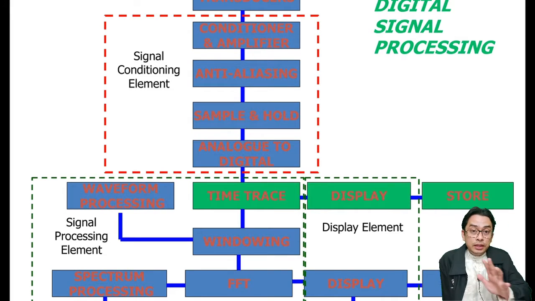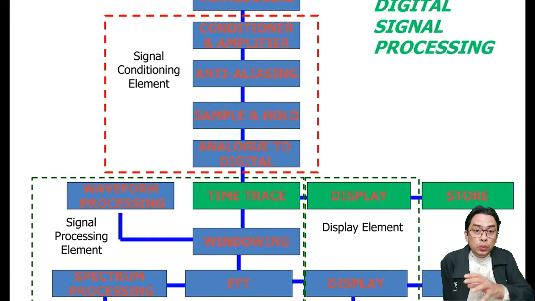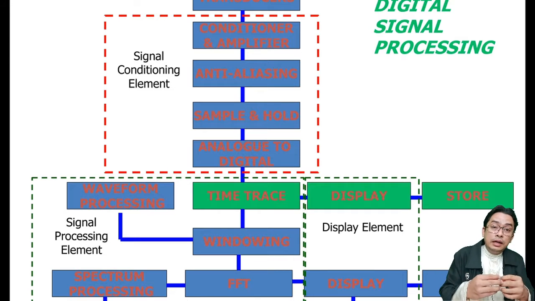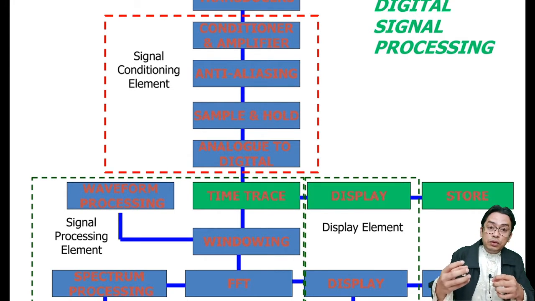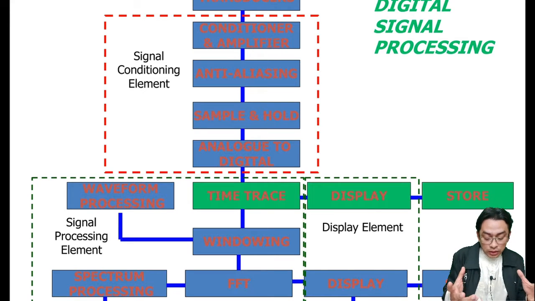So we finished the first part, which is the signal conditioning elements, where we tried to understand how the signal is converted into a digital signal. Now in this second part, the signal itself is already a digital signal. So now how do we want to process it?